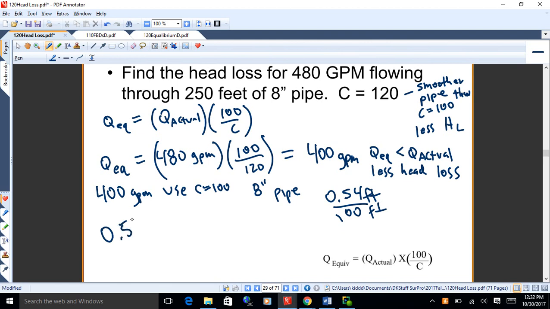So you take the 0.54 feet and you multiply it up by 2.5 because you got 2.5 100-foot lengths. And you'll get the actual head loss for the system out of that. It's 1.35. So that's how you handle that, okay? You all good with that? So you got this extra step where you have to find the equivalent flow.